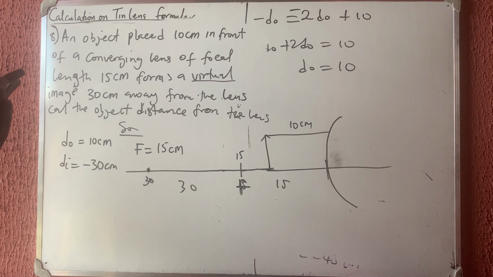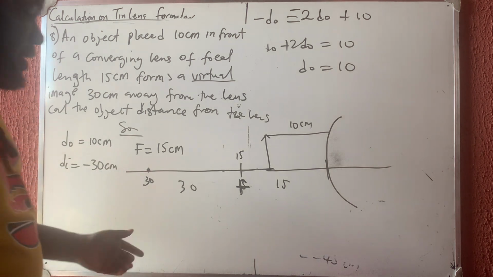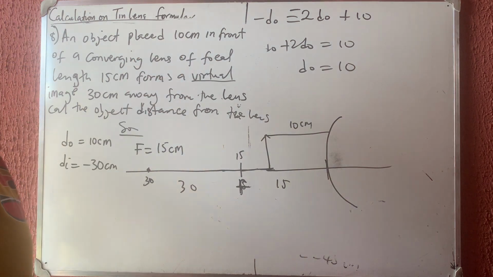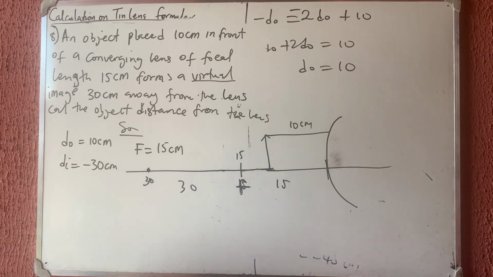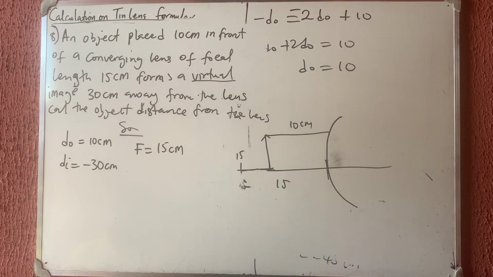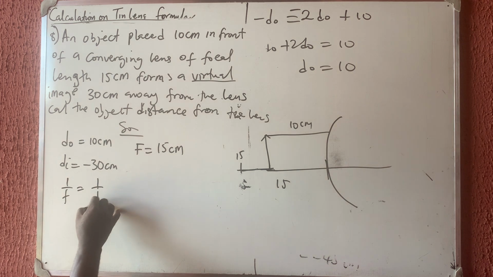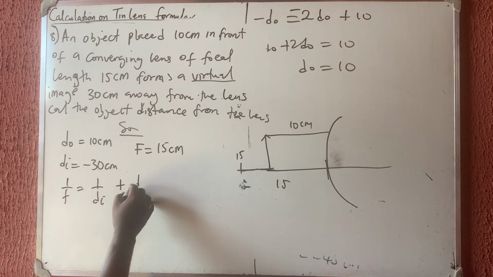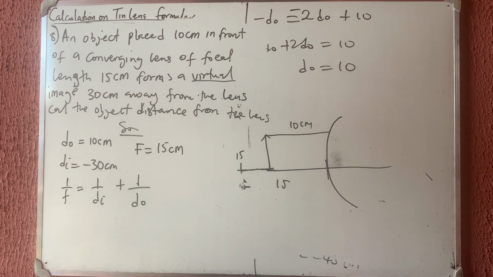So they say calculate the object distance from the lens. The object distance from the lens is obviously 10, because they have already told us that. But if you want us to calculate it again, no problem. Let us calculate it again. So we have that 1 over F is equal to 1 over D_I plus 1 over D_O. It's obviously 10, but I don't know why they're asking it again. I thought there was a mistake in this question.